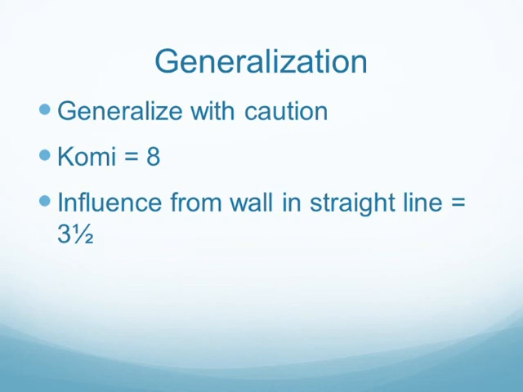As a tip, if you want to estimate the strength or the influence of a wall, for each line going out perpendicular from the wall, sum the influence of the stones in the wall, and the influence there approaches in the limit 3.5 points. So that's not a bad rule of thumb for making that estimation. So again, results are very preliminary and a lot remains to be done, but I think we already have something that may be useful.